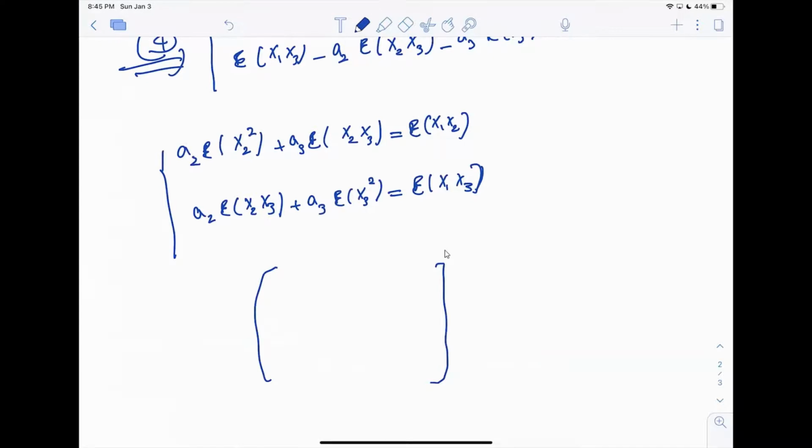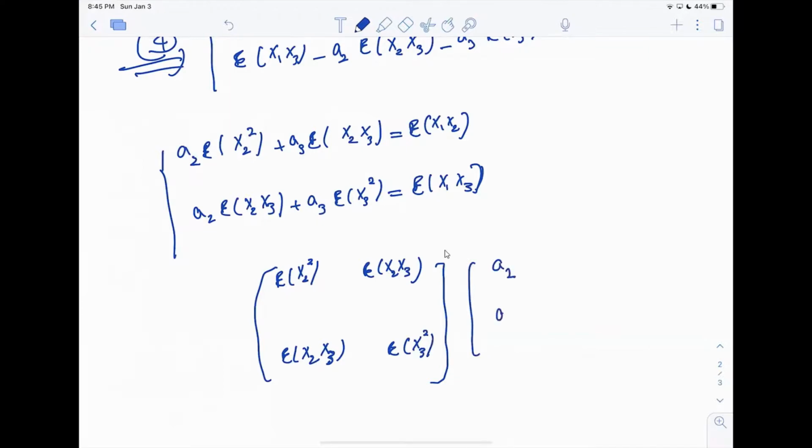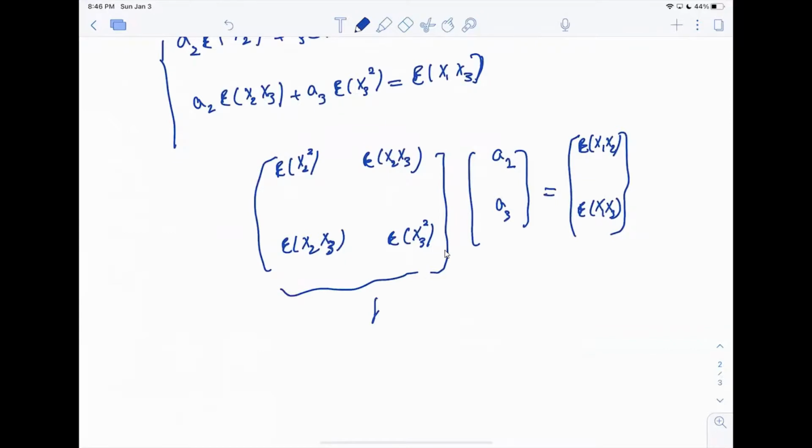Now what we're going to do is form the system of equations in matrix form. We get expected value of x2 square and expected value of x2 x3, then expected value of x2 x3 and expected value of x3 square, times a2 and a3, equal to expected value of x1 x2 and expected value of x1 x3. Remember, this was our vector A, this was Z, and this is Y. You get exactly the same thing if you follow this procedure.